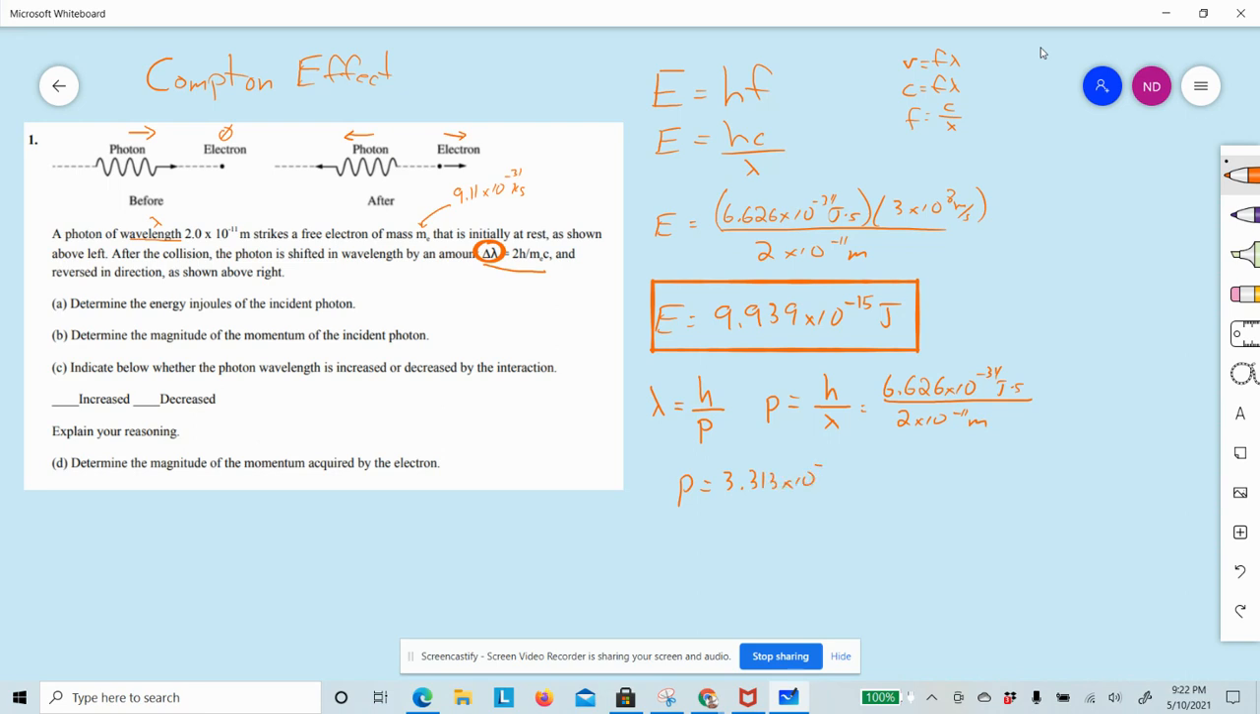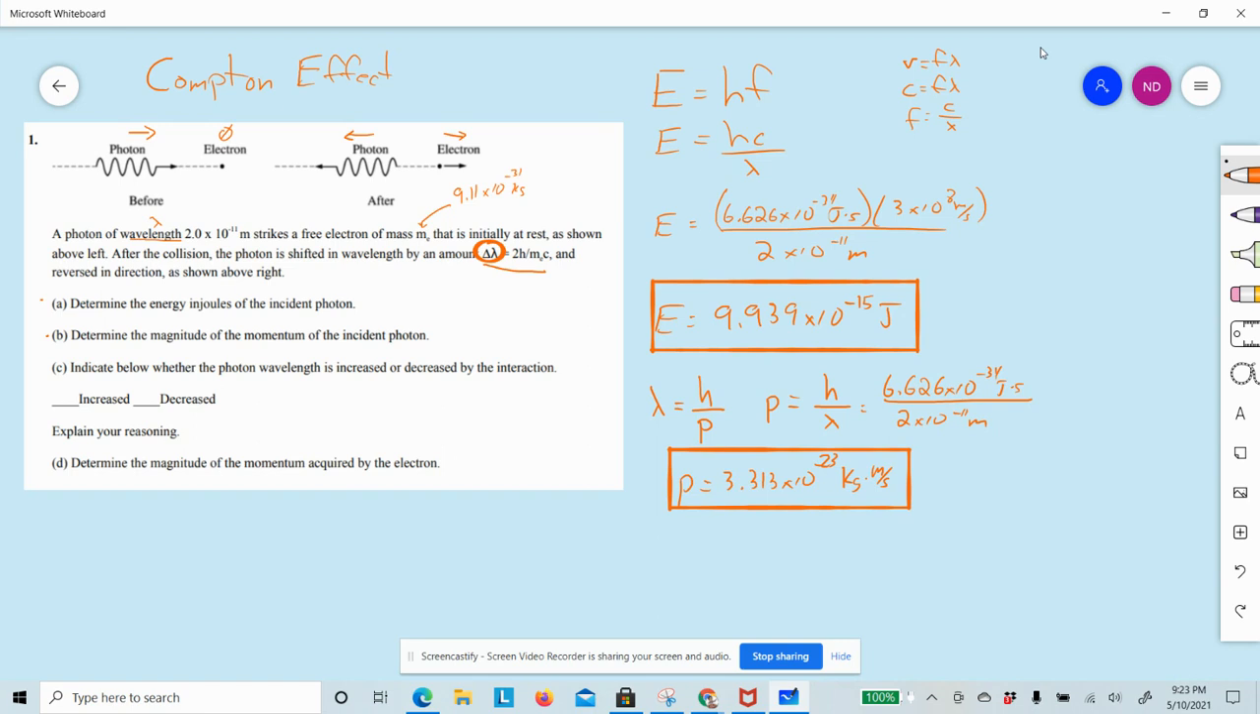The momentum is 3.313 times 10 to the minus, I forget the number. Got to do the math. 6.626 E negative 34 divided by 2 E negative 11, negative 23rd, kilogram meters per second. So there's your second answer. That's the momentum of the initial incident photon. So there's those two parts there.